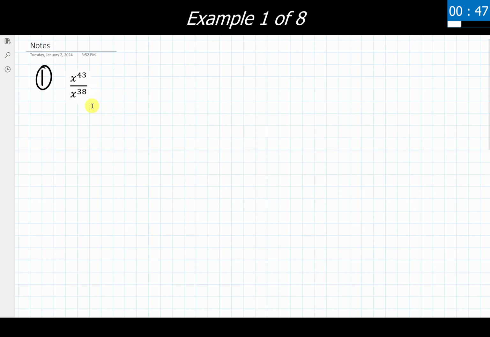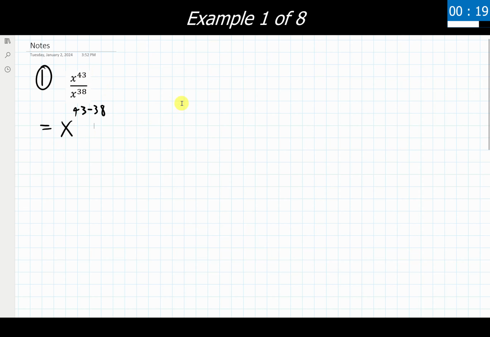Now we are noticing that the exponent for the numerator, 43, is larger than the exponent for the denominator, 38. That means that my final answer when I subtract these exponents is going to end up in the numerator spot. So I can go ahead and write this out for myself as x to the 43rd minus 38 power. Again, the exponents are subtracting here.